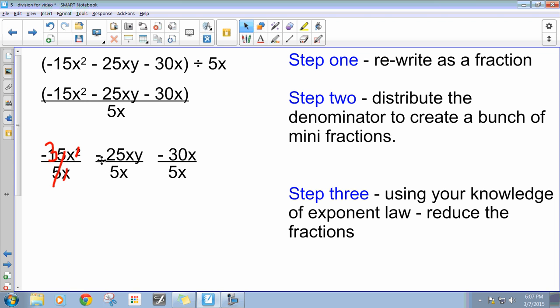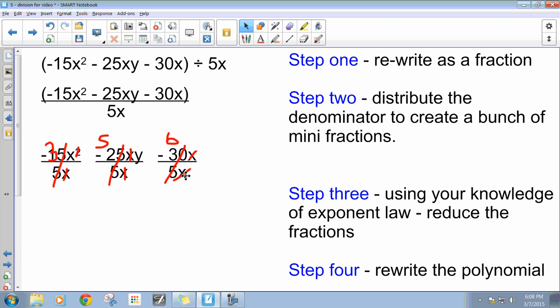In my second term, negative 25 over 5 becomes negative 5, and both x's, because there's only one on the top and one on the bottom, are gone. In our last one, 30 divided by 5 is 6, so negative 30 over 5 is negative 6. Both of the x's are gone. Last step, we're going to rewrite the polynomial. Negative 3x minus 5y, don't forget that y, minus 6. Some of you will ask me, can I put negative 3x plus negative 5 plus negative 6? And the answer is yes, it has the same value.